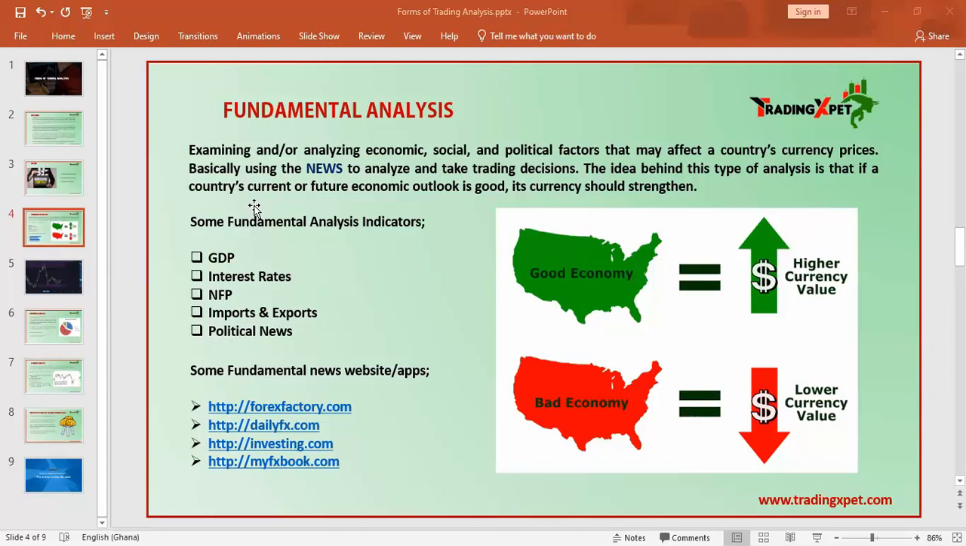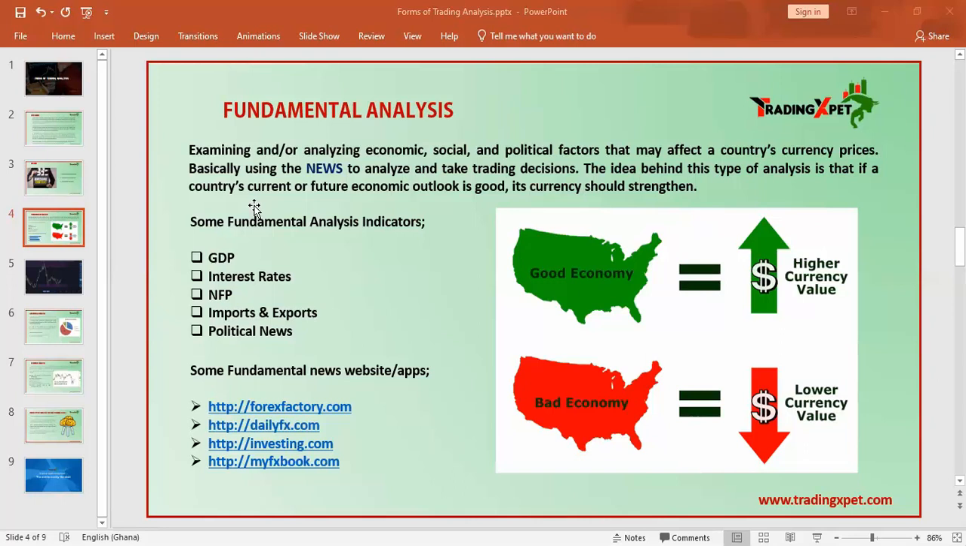If it is increasing, it tells you that the economy of a country is growing, and if it's decreasing, it tells you that it is shrinking. And if the economy of a country is shrinking, it has an effect on the value of its currency. And if it's growing, it also has an effect on the country's currency. So that is for the GDP.